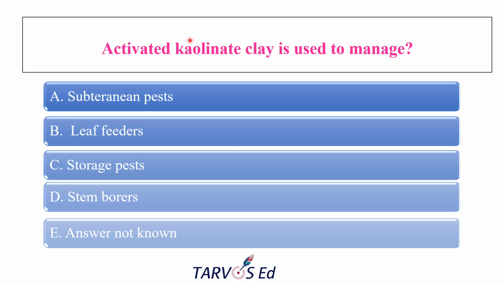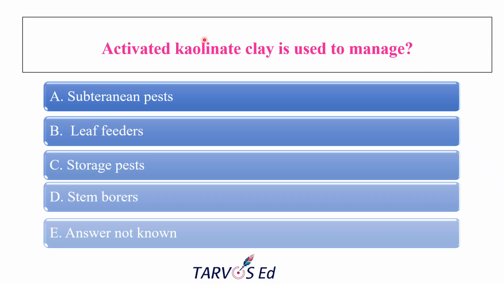What is activated kaolinite clay? It is a processed kaolin clay, and we can also call it China clay. Chemically it is basically a hydrated aluminosilicate. Activated means that it has been heat treated or acid washed to increase the surface area and absorbing capacity of the clay.